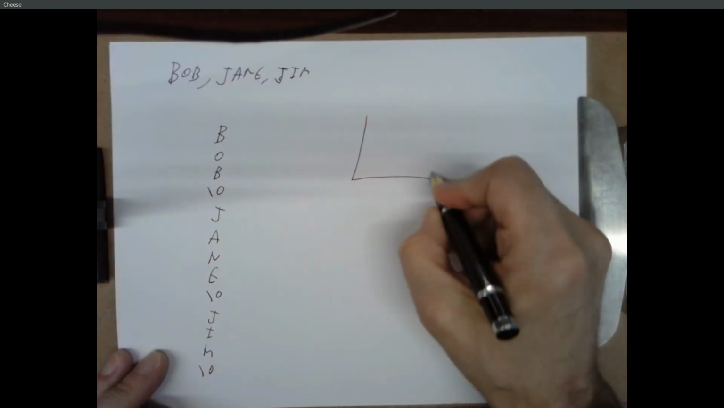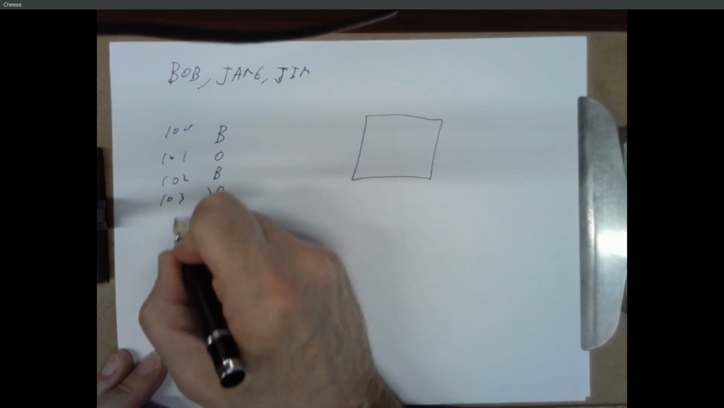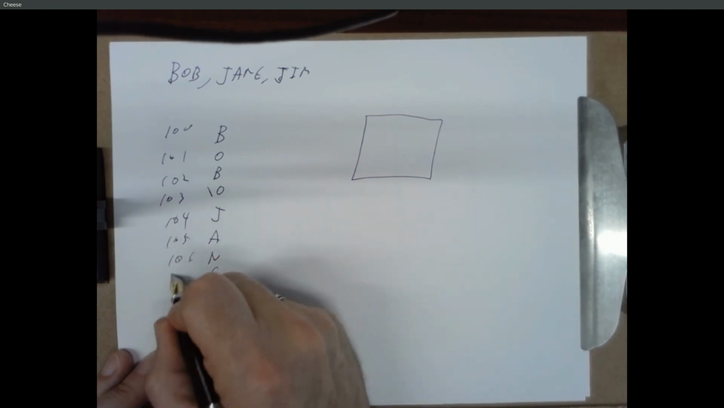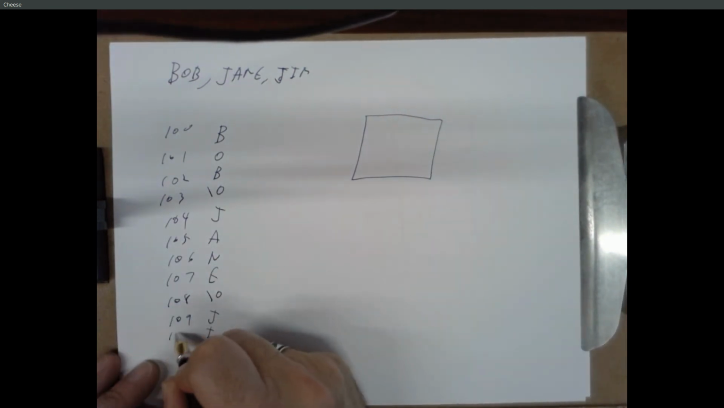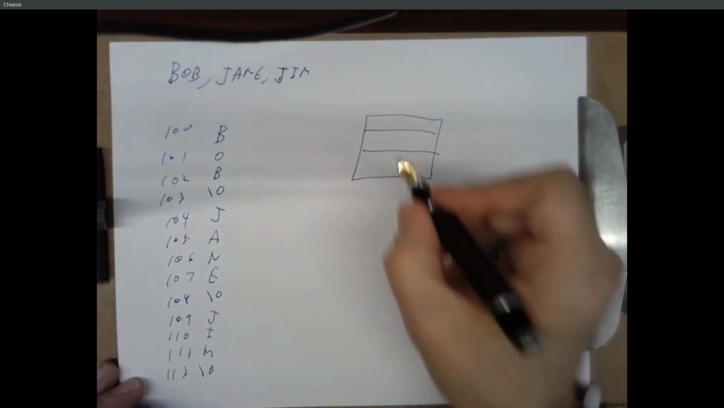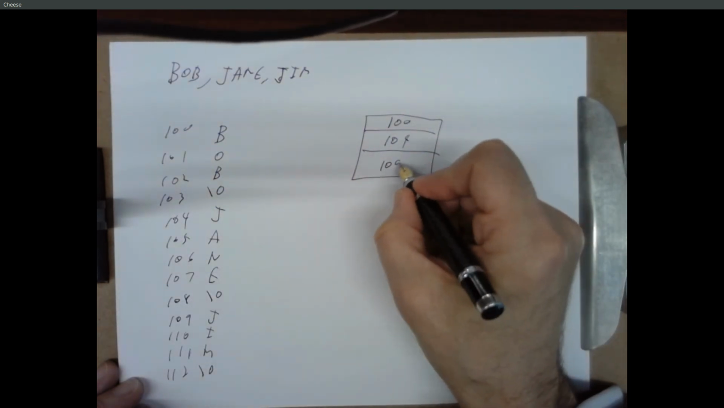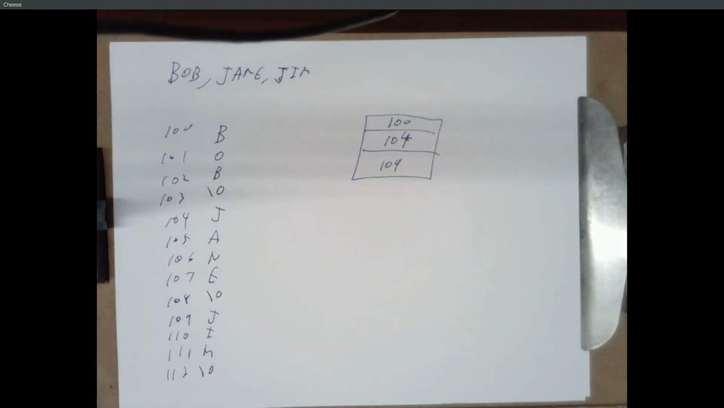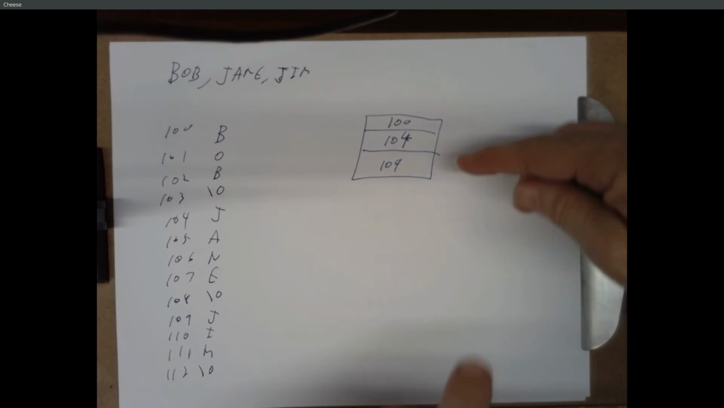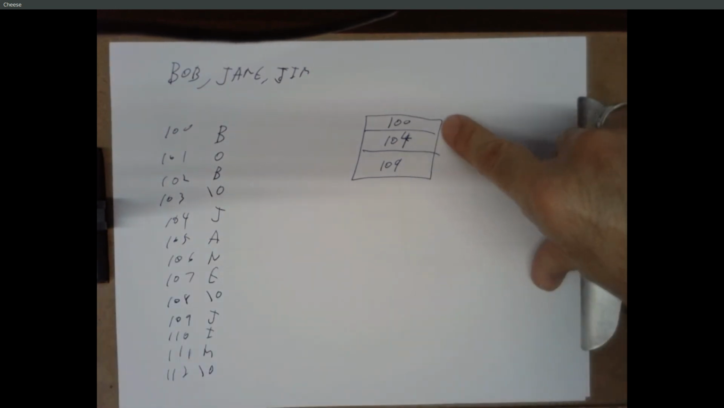So here's what we do. We store these things in memory. And we make an array and we say, where does each name begin? Bob begins at 100, Jane begins at 104, Jim begins at 109. And now if we want to know where the millionth name is, we just take the millionth element of this array. That's going to tell us where the millionth name begins. And how do we find the millionth entry in this array? Well, take the address of the first thing, add 1,000,000 times 4. That's the address of the millionth thing.